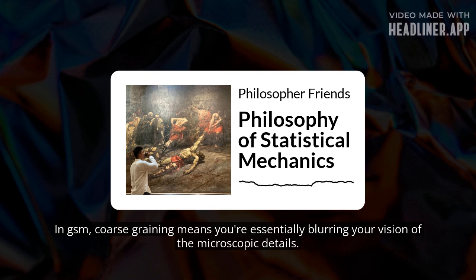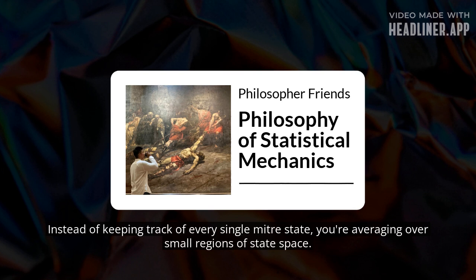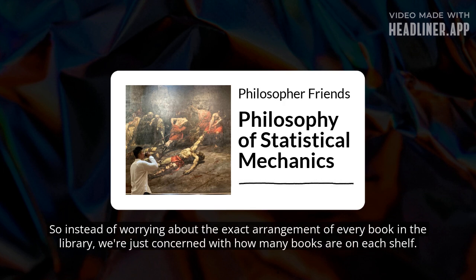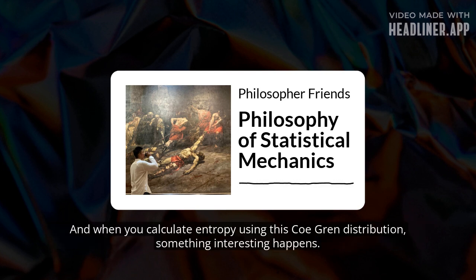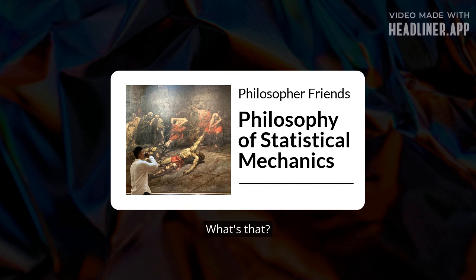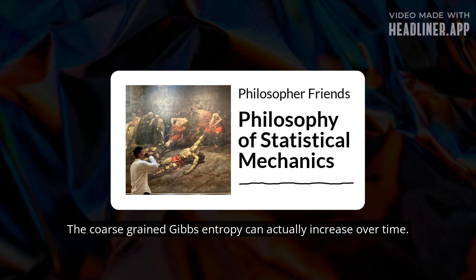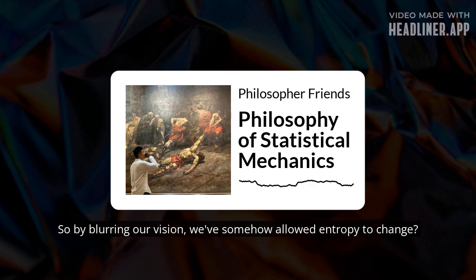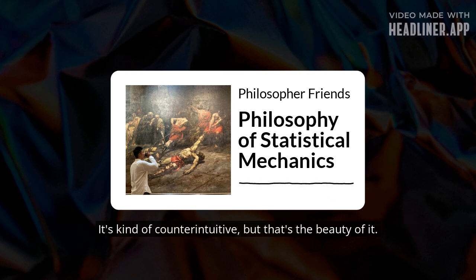In GSM, coarse graining means you're essentially blurring your vision of the microscopic details. Instead of keeping track of every single microstate, you're averaging over small regions of state space. So instead of worrying about the exact arrangement of every book in the library, we're just concerned with how many books are on each shelf. Exactly. And when you calculate entropy using this coarse-grained distribution, something interesting happens. What's that? The coarse-grained Gibbs entropy can actually increase over time. Really? So by blurring our vision, we've somehow allowed entropy to change. It's kind of counterintuitive, but that's the beauty of it.